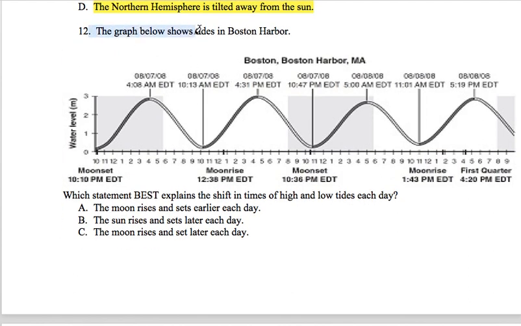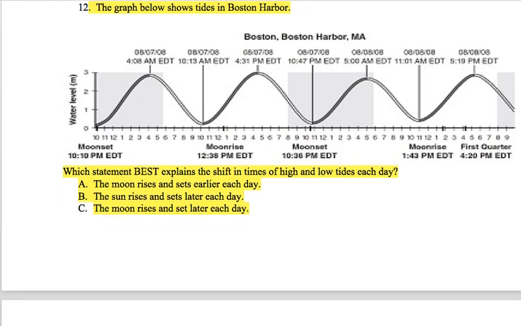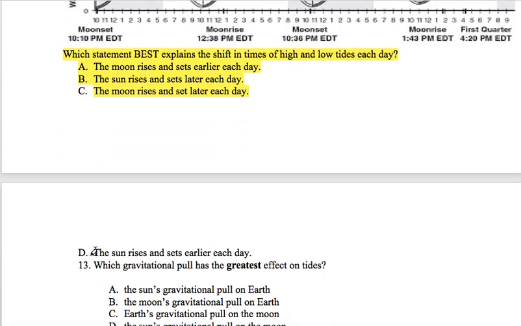Number 12. The graph below shows tides in Boston Harbor. So this is the graph. Which statement best explains the shift in times of high and low tides each day? A. The moon rises and sets earlier each day. B. The sun rises and sets later each day. C. The moon rises and sets later each day. Or D. The sun rises and sets earlier each day.